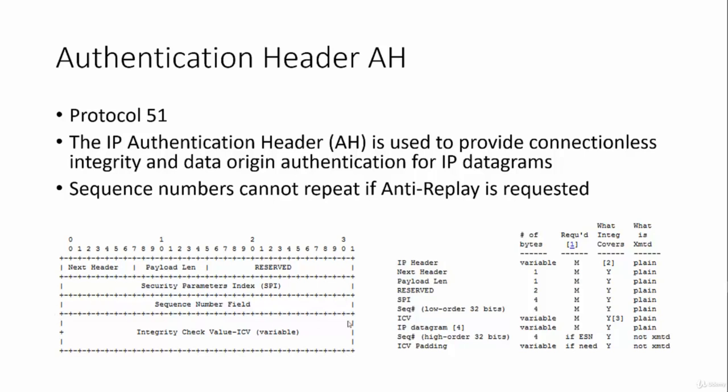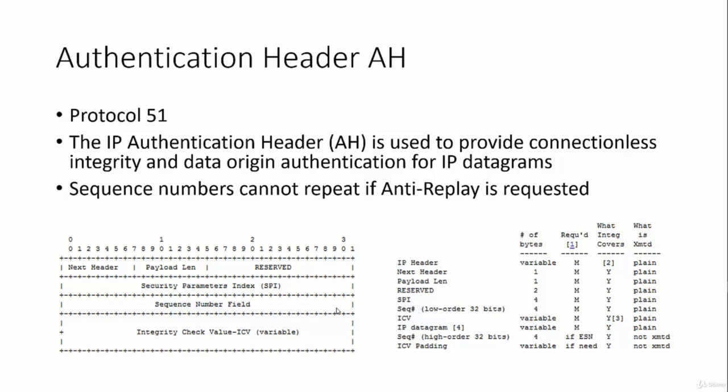To combat replay attempts, a sequence number is used. Each packet that goes back and forth between the initiator and responder has a sequence number. The sequence increments for each packet sent. The sender and receiver counters are set to 0 when a new SA is established. If anti-replay is enabled, which is the default, the sequence number is never allowed to repeat.